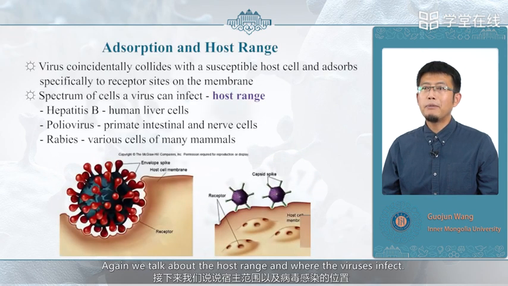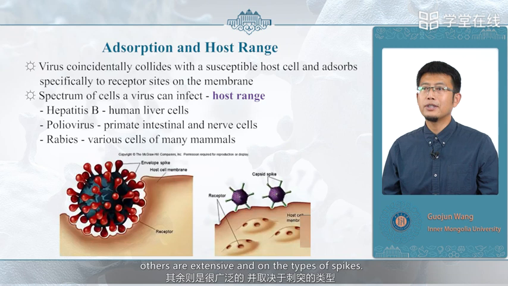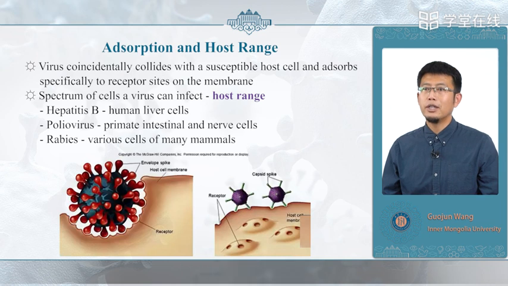Again, we talk about the host range and where the viruses infect. Some viruses are particular for where they infect. Others are extensive, depending on the type of the spikes. The spikes are the keys, and the keys bind to the locks. It depends on what types of locks are in cells. If the key is particular, it will only bind to specific cells.